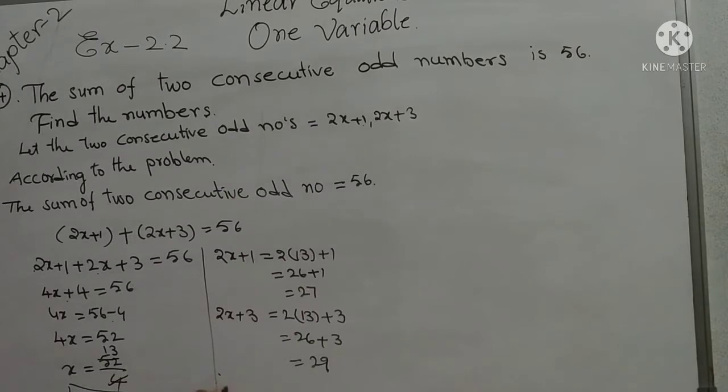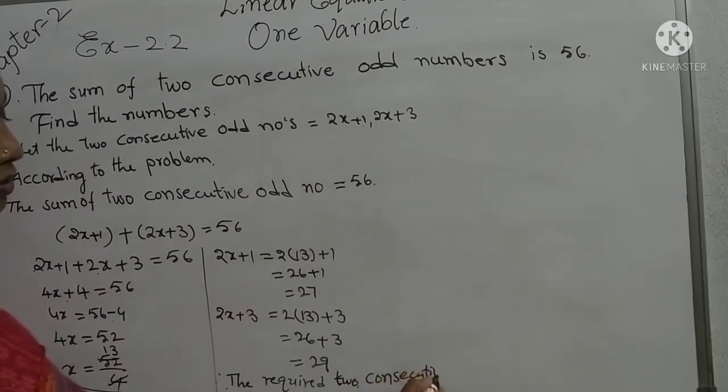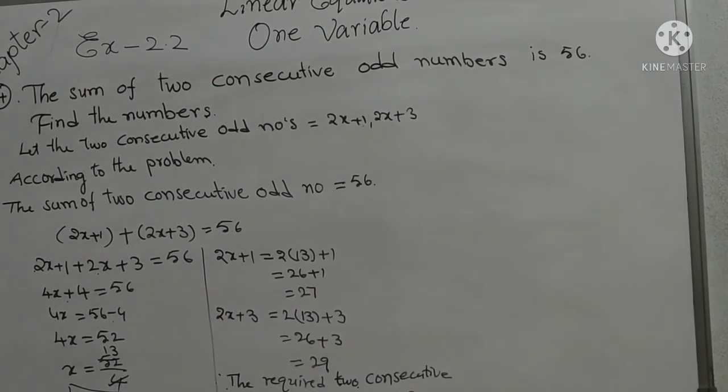So the required two consecutive odd numbers are 27, 29. Understand this one? Very easy.